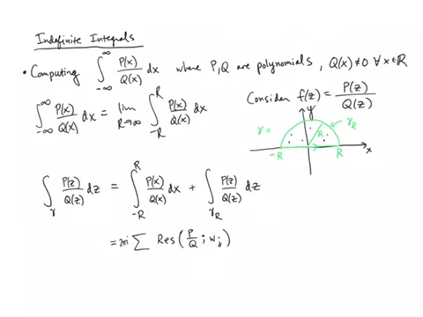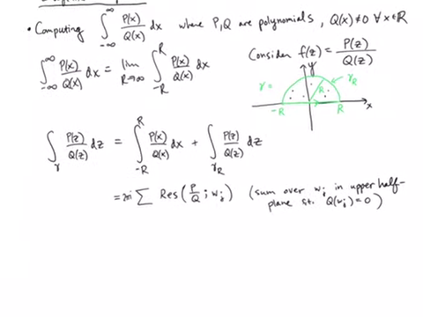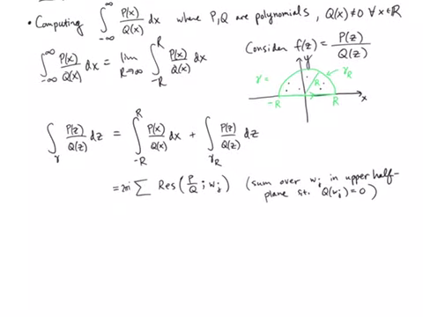So this sum over wj in the upper half plane such that q of wj is equal to 0. Okay, so that's how we get this constant on the right hand side here.